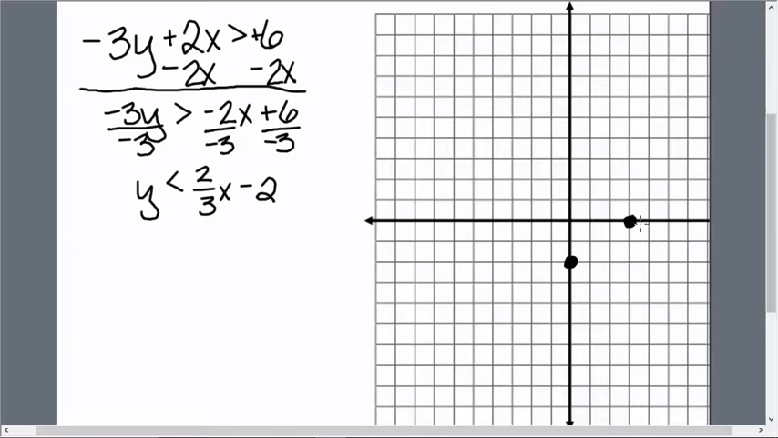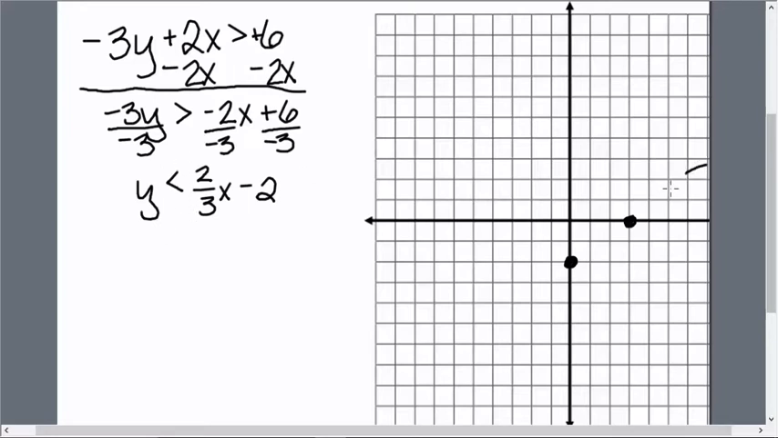Now, before I connect these with a line, I have a decision to make. Because with inequalities, I either do a solid line or I do a dotted line. And that is entirely dependent on this sign right here. If it has the equal to bar, it is a solid line. If it is just greater than or just less than, it is dotted. Since this does not have the equal to bar, this is a dotted line.